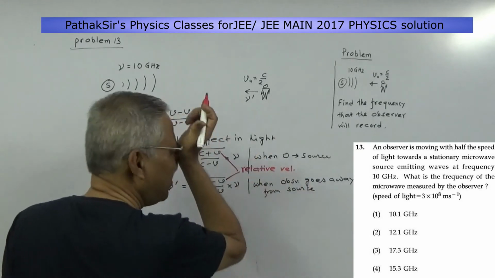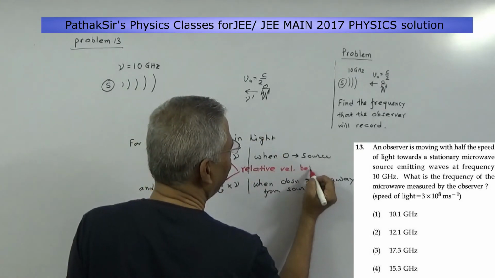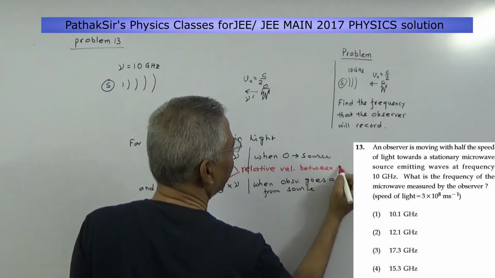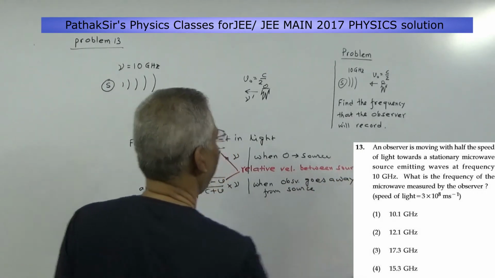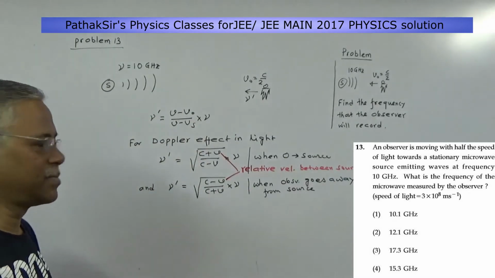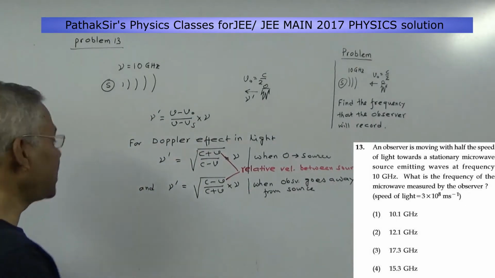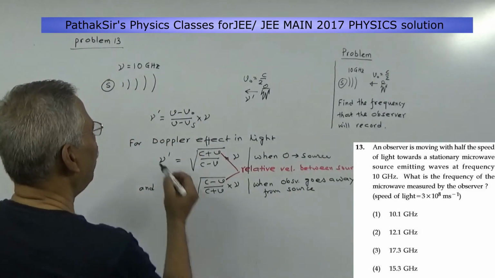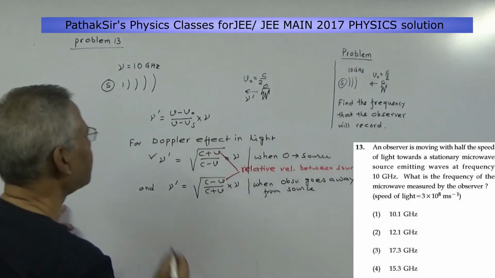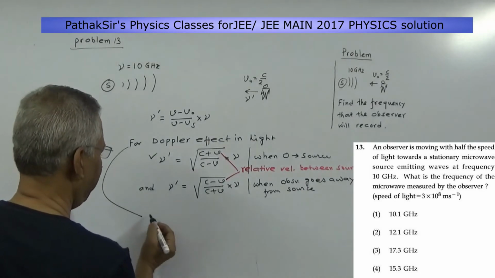Relative velocity between source and observer. Okay, so in this case the observer is moving towards the source, so we'll use this formula. Let us now solve the problem.